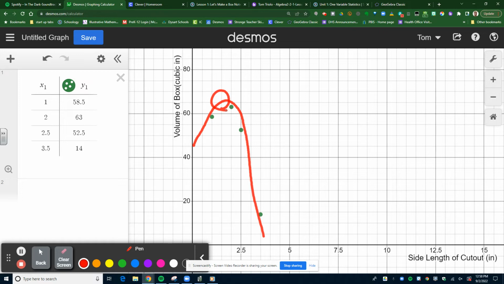Okay? So let's do the calculation. So go back to your table, do the calculation, and see if that's bigger than 63. Okay? So if we did a 1.5 inch cutout, what would your volume be? So go back to your table, put it in there, see what happens.